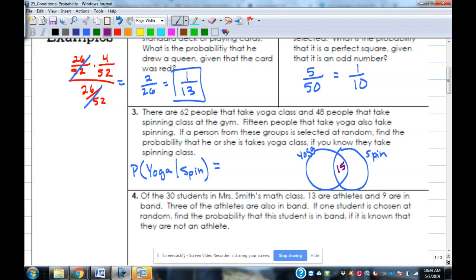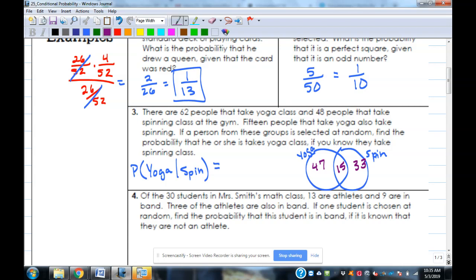If there's 62 total that take yoga and 15 that take both, how many just take yoga? 47, yeah. How many just take spinning? 48 people at the gym take spinning, minus the 15 that take both, so there'd be 33 that take spinning only, that don't take yoga. All right, so now find the probability that this person takes yoga given that they take a spinning class.